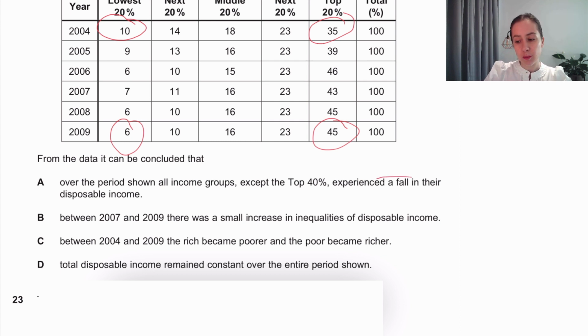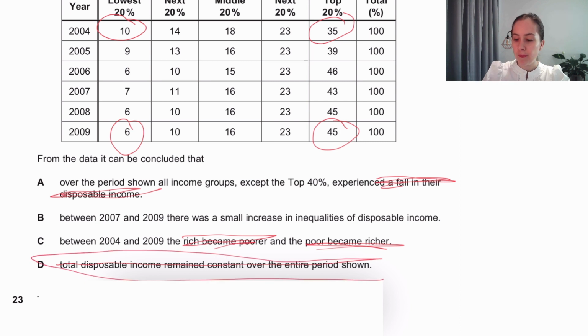We don't know about total disposable income. We've only been told the share of disposable income. The rich, we don't know about what's happening to total incomes. Total disposable income remained constant? Yeah, we don't know what's happening to total disposable income. It could have changed. We just know the share of it has changed. There's a small increase in inequalities between 2007 and 2009. Let me check. So the lowest have a smaller share of income, and the higher earners have a higher share of income. Yeah, more unequal.